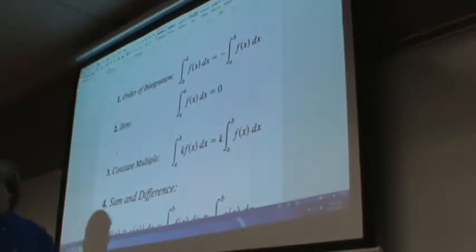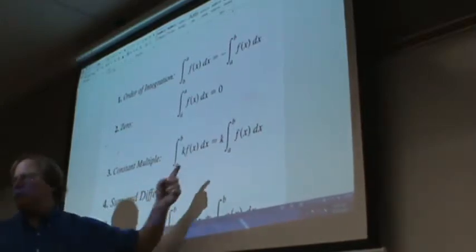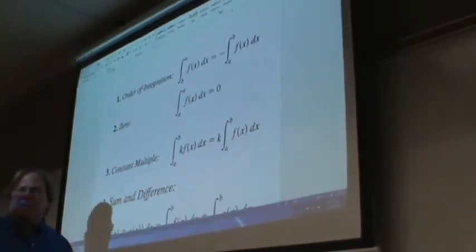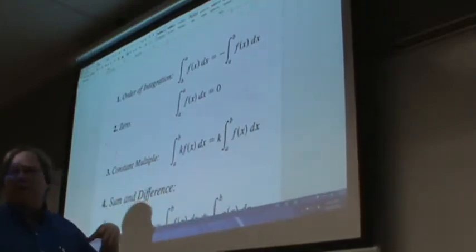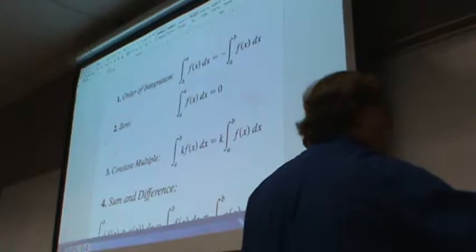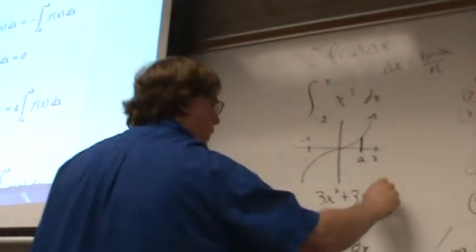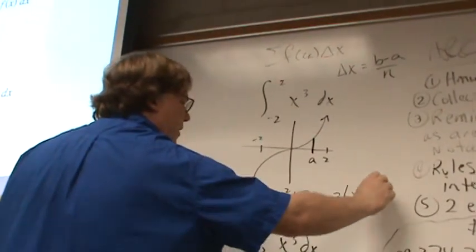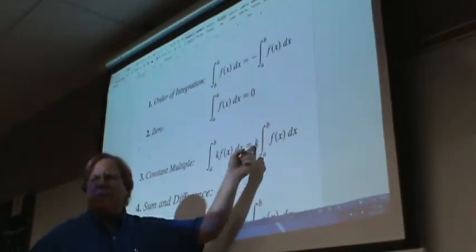And the way you're going to be using this most frequently is just taking that k out. You're just taking the k out. It's kind of like when you had factoring, where if I had 3x squared plus 3x, and you factor out the 3, you know what I mean? That's all that's happening here. If you got a 3 here, you just take it outside the integral.